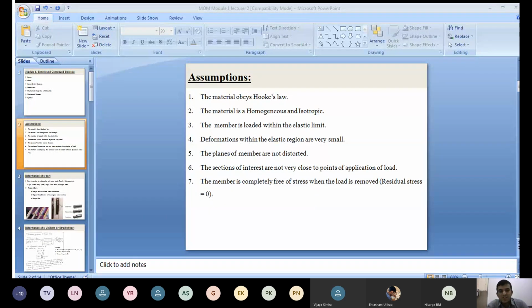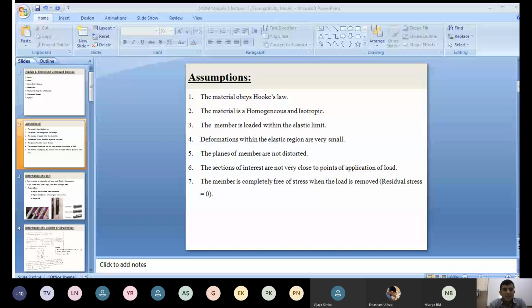The third assumption is similar to the first one. The member is loaded within the elastic limits. You can apply a load up to the elastic limit, not crossing it. Why? Because if you remove the load, the body should come back to its original shape and size. That's why whatever load we apply, the material stays within the elastic limit only. Next, the fourth one: deformations within the elastic region are very small. If you apply a load here, whatever change in dimension takes place in the member is very small, compared to, say, rubber or plastic. If you apply a load to those, they deform more, right?